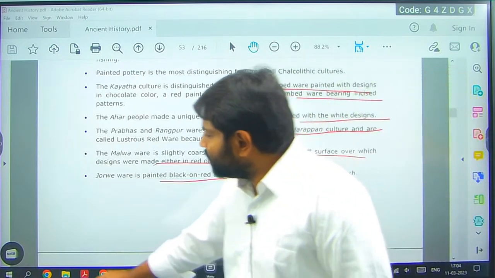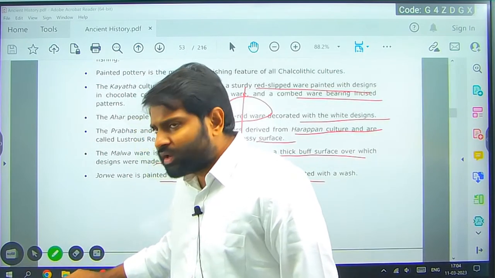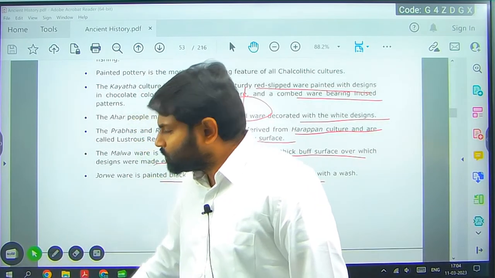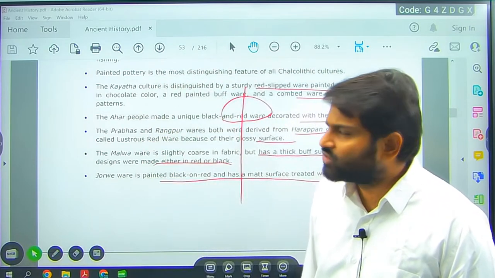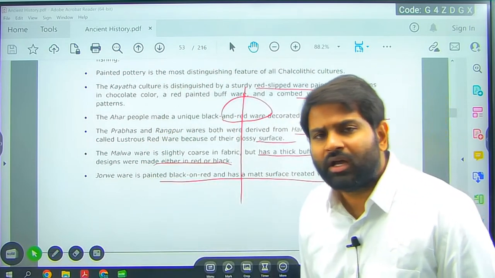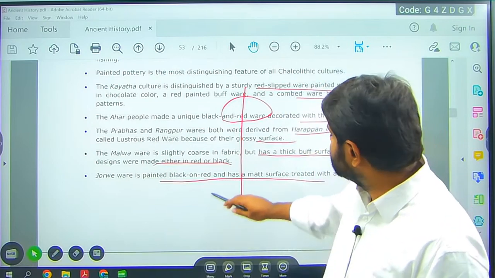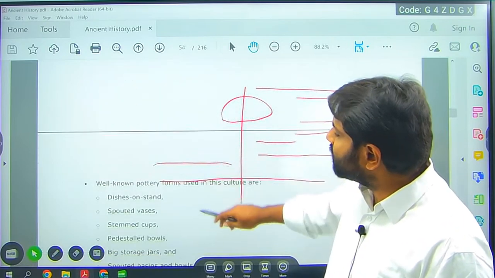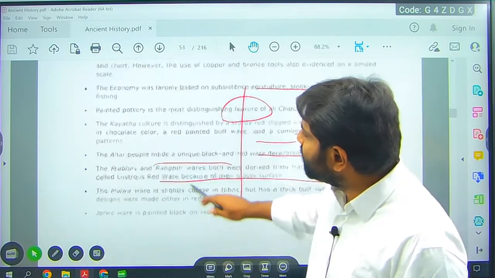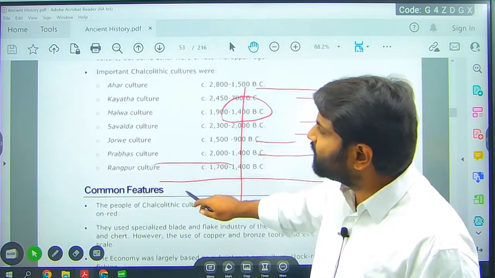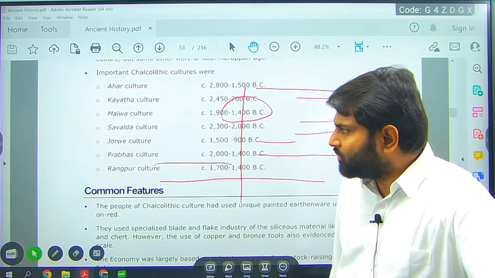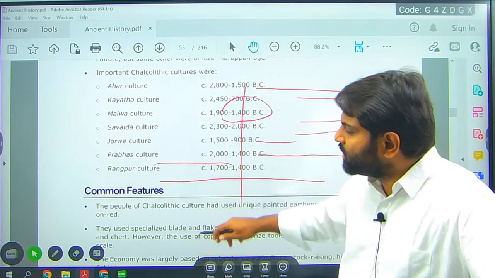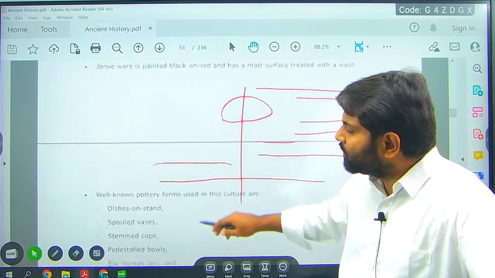Majorly we call this the Chalcolithic age because we are using copper. So we can see that the Stone Age is gone, then we are seeing an age where copper is being used, then comes the Bronze Age, which is the Indus Valley Civilization later, but we can see them as contemporaries. The major cultures are Ahar, Kayatha, Malwa, Savalda, Jorwe, Prabhas, Rangapur. These are the major cultures which we spoke about.